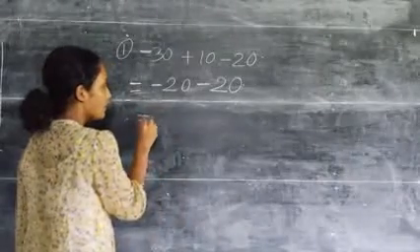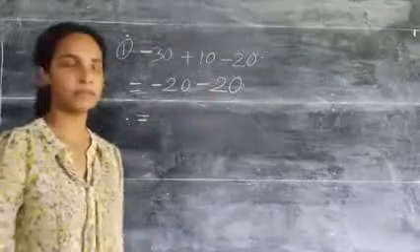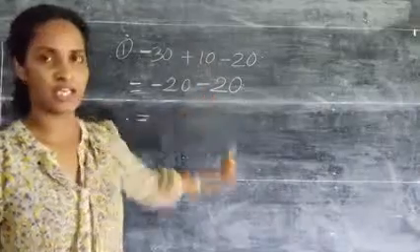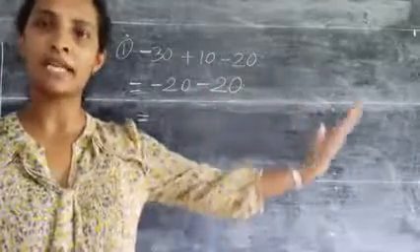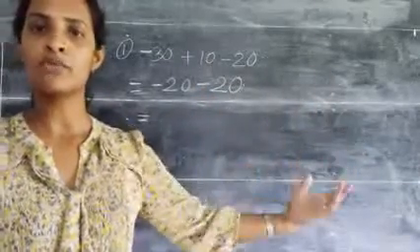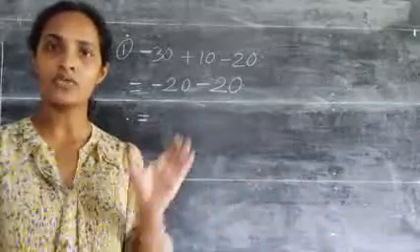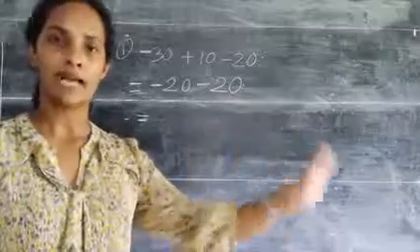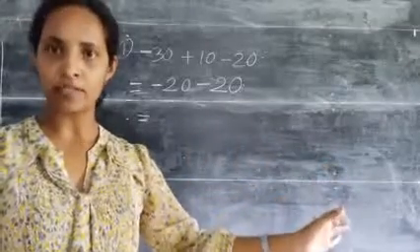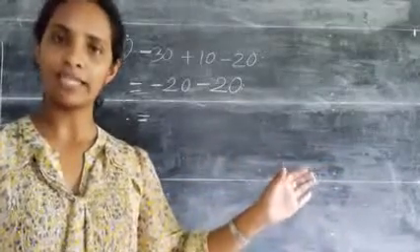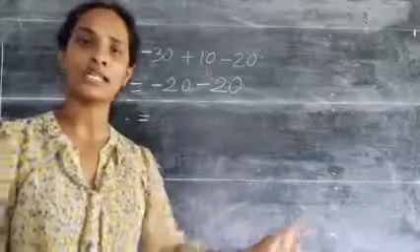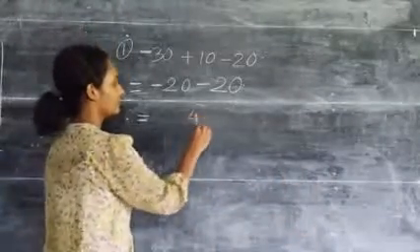Now again, we have 2 numbers. So we solve it. Can you see that both the numbers are minus 20 and minus 20? What is minus 20 and minus 20? We apply the rule again. Both the numbers are negative. Minus 20, minus 20: minus, minus, plus. So we add the numbers, right? What is the addition of 20 and 20? 40. 20 plus 20 is 40, right?